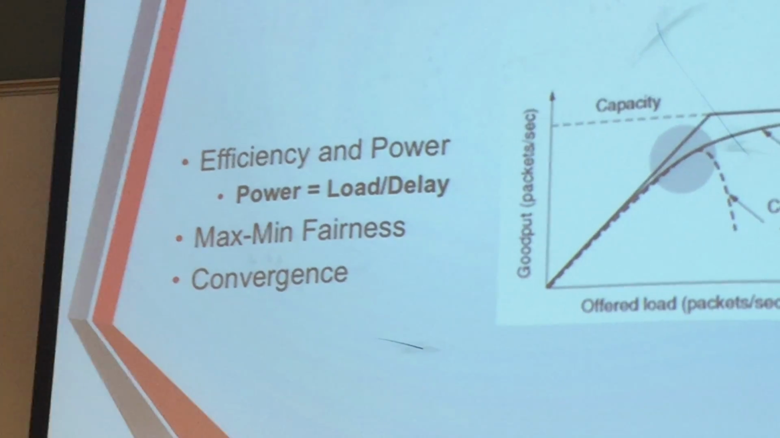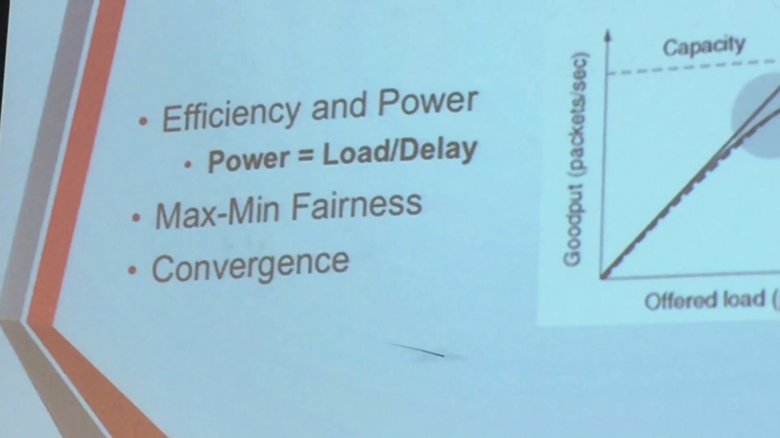Max-min fairness is essentially allocating resources based on priority. If I have one specific connection that needs more than another, we want to make sure that the amount of bandwidth given to it is appropriate, so that it doesn't consume some of the other connection's resources. And then convergence is to make sure that all of those come together at once.